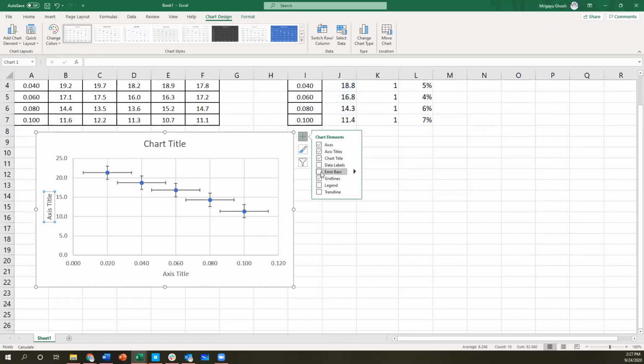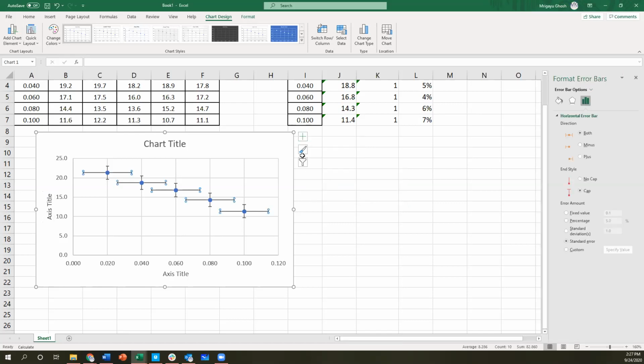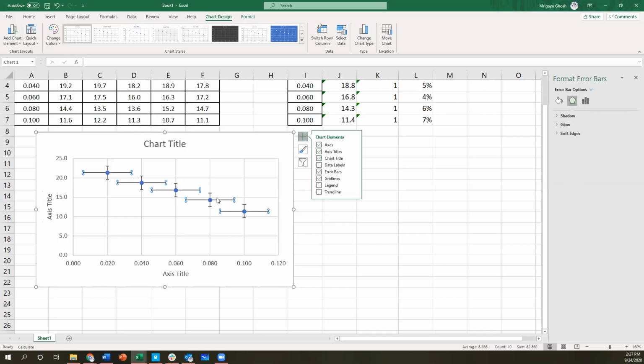We don't need data labels. We need error bars. So let's figure out the error bars first. You're going to click on error bars, and then you're going to click on more options. Should I turn on the error bars before I click more options? Yes, click on error bars and then click on more options. For horizontal, now what you're going to do is just click on these horizontal bars right here.